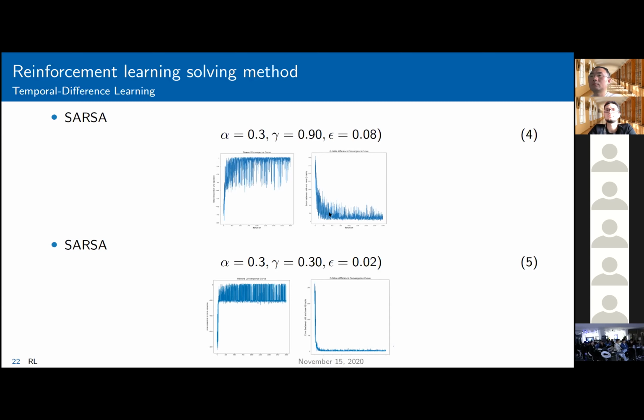And the fifth group is the result when gamma is equal to 0.3. When the gamma value becomes smaller, the optimal solution becomes smaller, but it is stable, and the error becomes smaller.